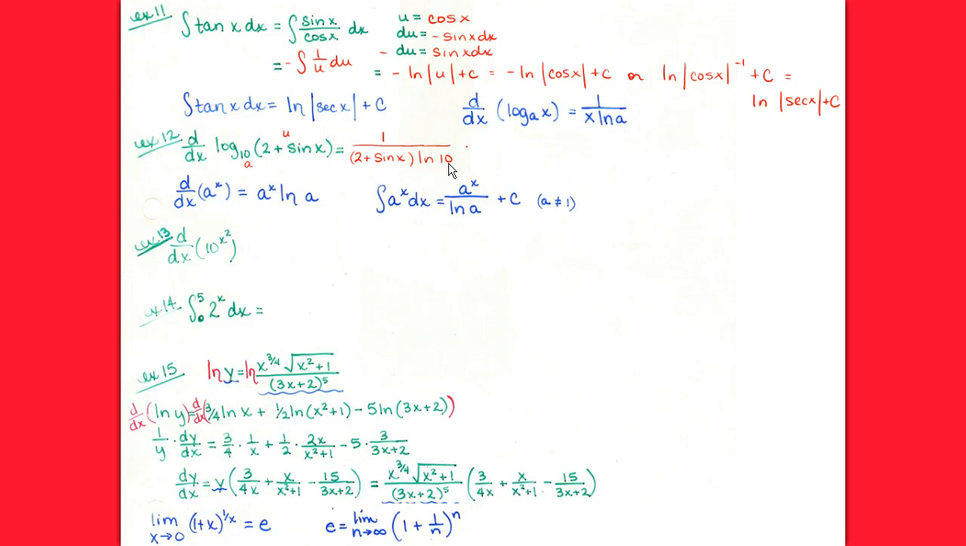So what's the derivative of 2 plus sine x? Positive cosine x. And not really much simplifying we could do here. I guess we could say 1 times cosine is cosine and put that in the numerator. But then we've got our answer. Unless they ask me for a decimal approximation for ln 10. But typically we want the exact value instead.